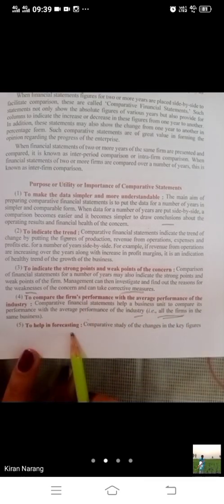Then, to help in forecasting, if we have to forecast something, we can use comparative study, and on the basis of comparative study we can forecast the things.